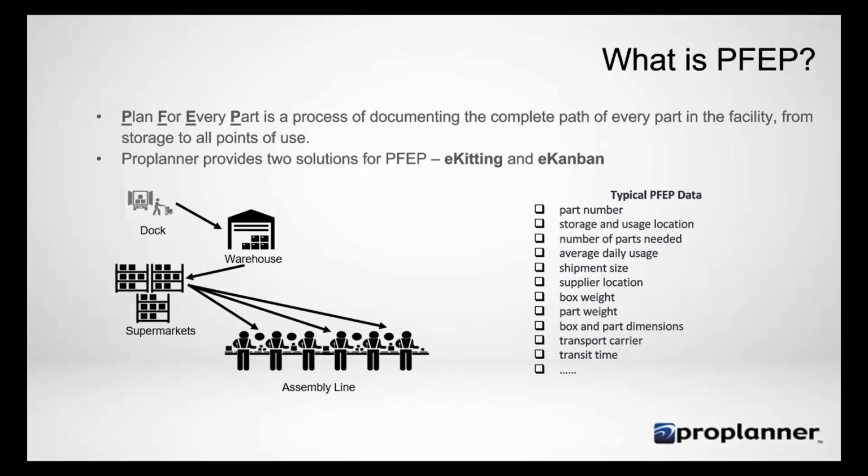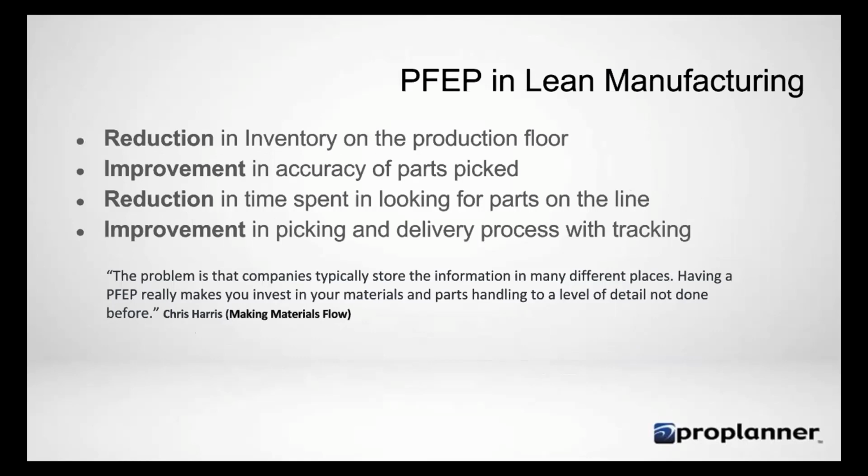And so what we wanted to do with PFEP in Proplanner is, since we have the information about all your stations, about how the parts are being consumed at all your stations, and the configuration of the bill of material, all of that information is already inside the Proplanner database. We wanted to go upstream and see how we can figure out how the parts are being received, so that when we do create kits or unit-based part deliveries to the line, we have the complete knowledge of how the parts are coming in.